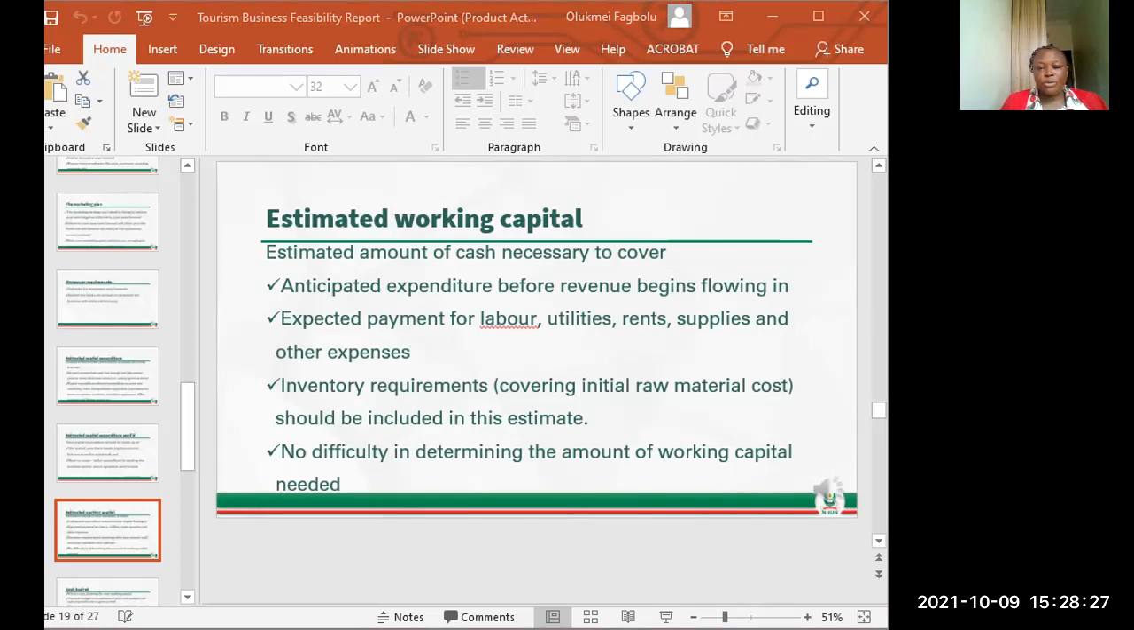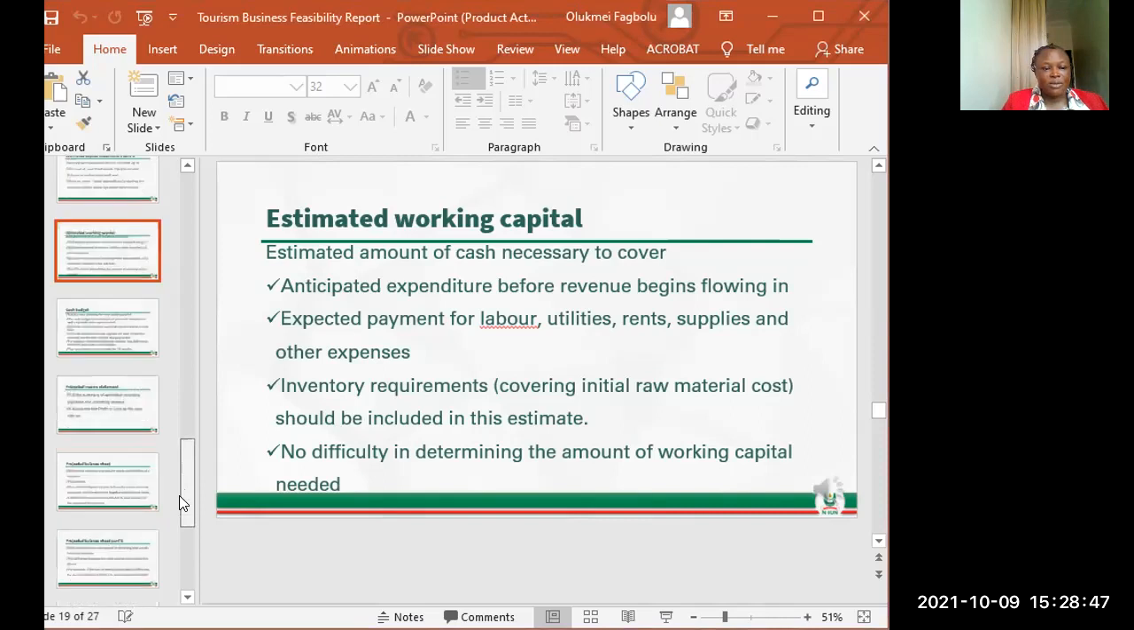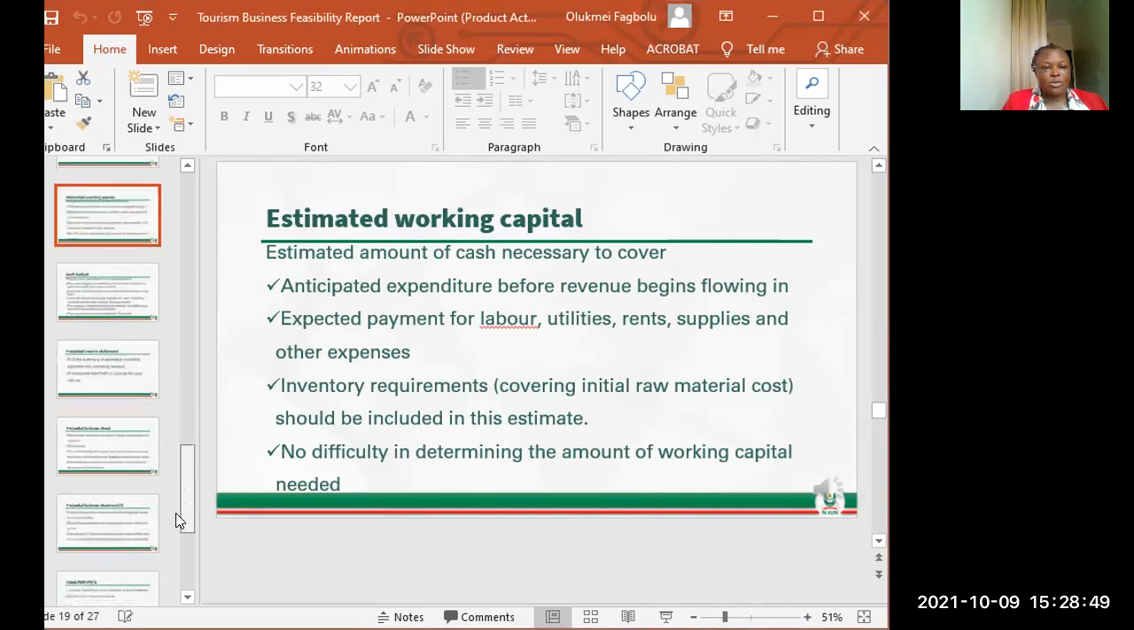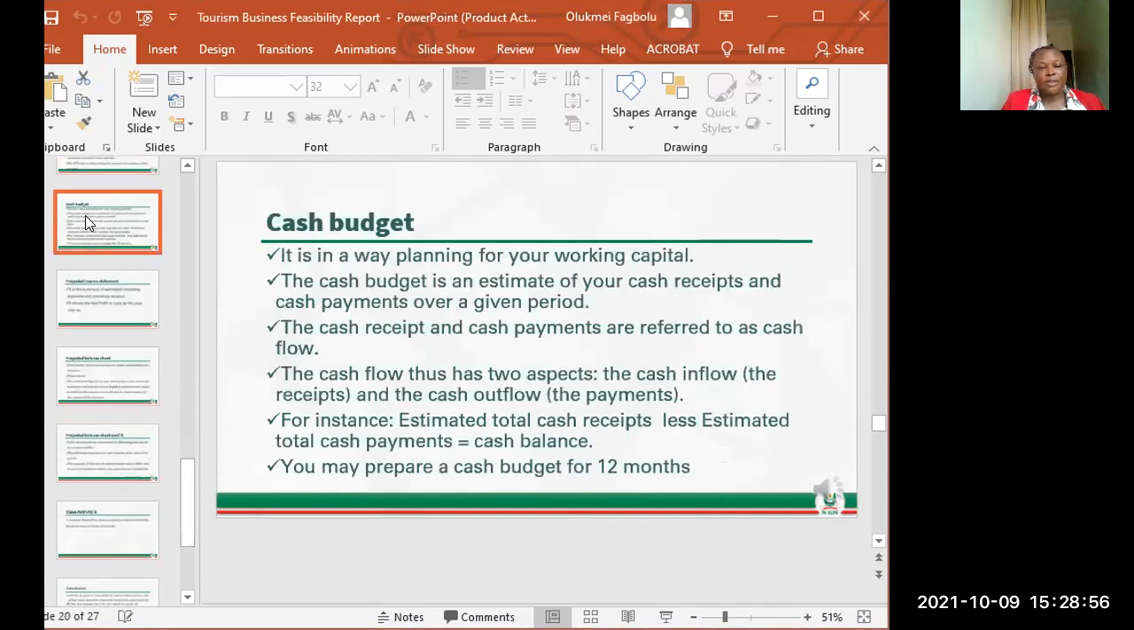And when we know all these, it will not be difficult to arrive at our estimated working capital. When we are working on a feasibility report or feasibility study, anything we are doing is just like we are forecasting, we are estimating. So anything we do, we just say estimated this, estimated that. So under estimated working capital, all those items I've mentioned must appear.